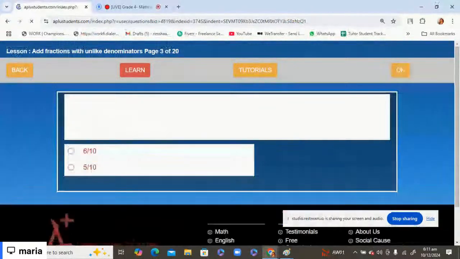Okay, now you guys tell me the answer of this one: 1 by 10 plus 2 by 5. Hurry up, solve it. Everyone tell me the answer of this one: 1 by 10 and 2 by 5. So 1 by 10 plus 2 by 5. What is the greater denominator here? First of all, tell me. It's 10. Okay.